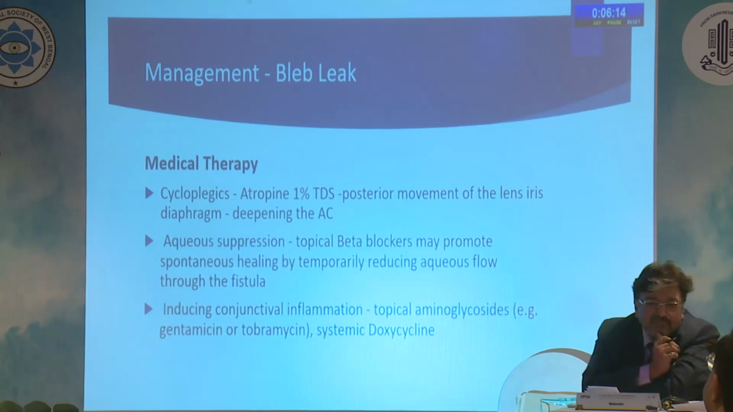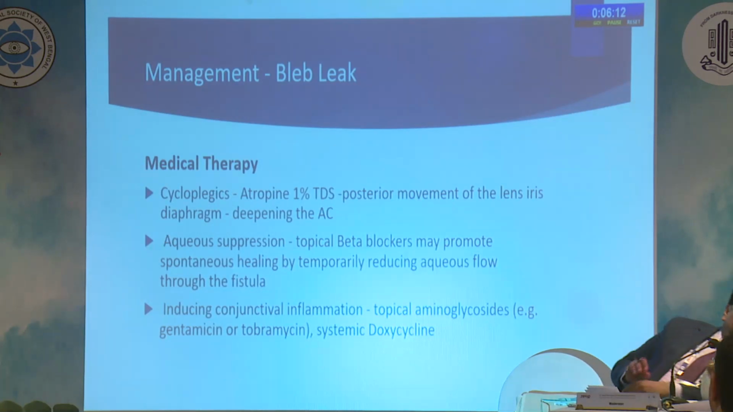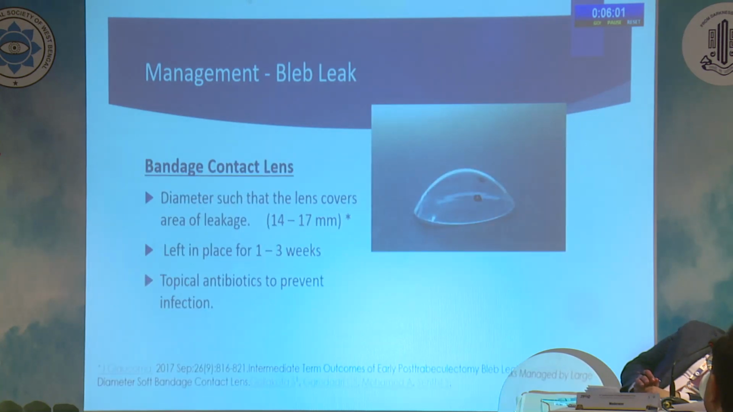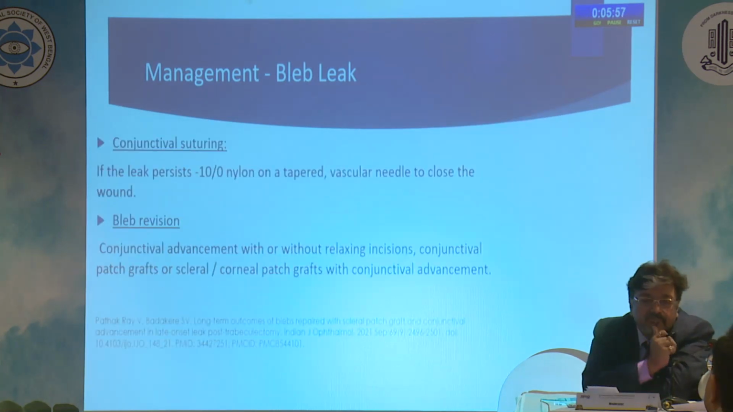Conservative management is always the first line of approach and can be done with cycloplegics, topical beta blockers, inducing conjunctival inflammation with topical aminoglycosides. Large diameter bandage contact lens may also help by covering the area of leakage. Eyes where conservative management fails may need suturing with 10-0 nylon or bleb revision by conjunctival advancement.